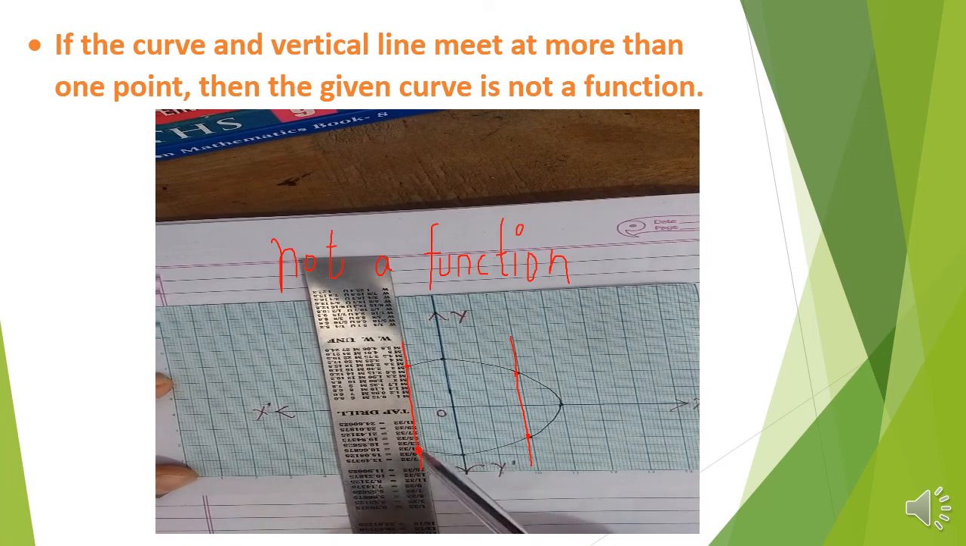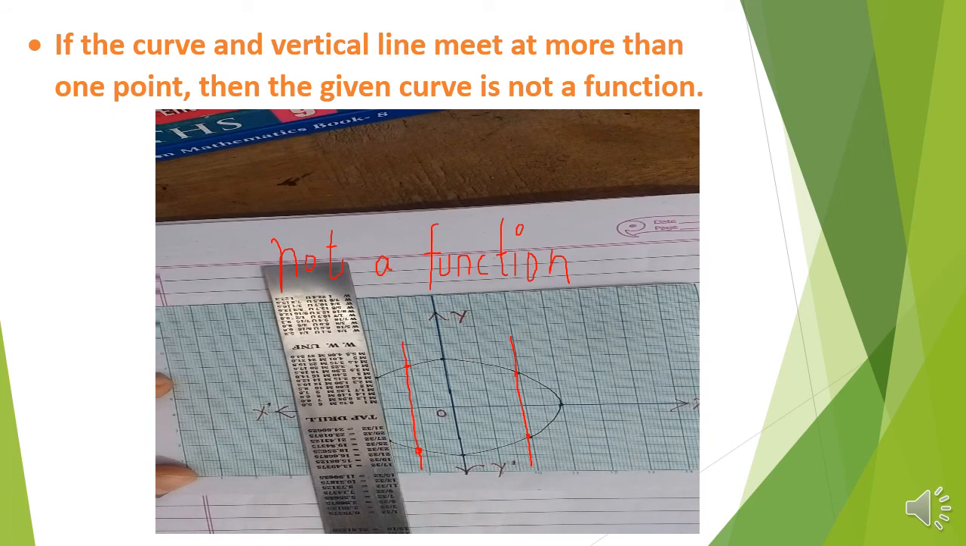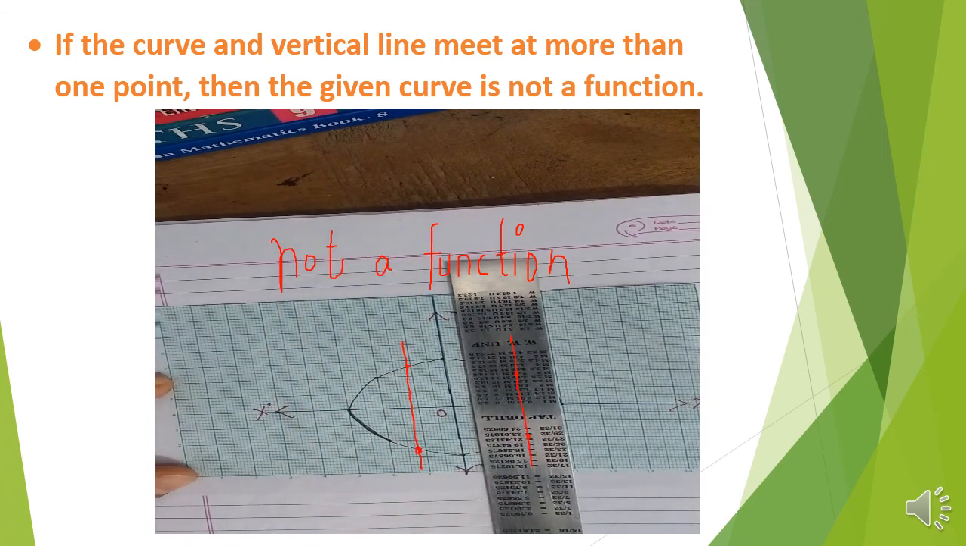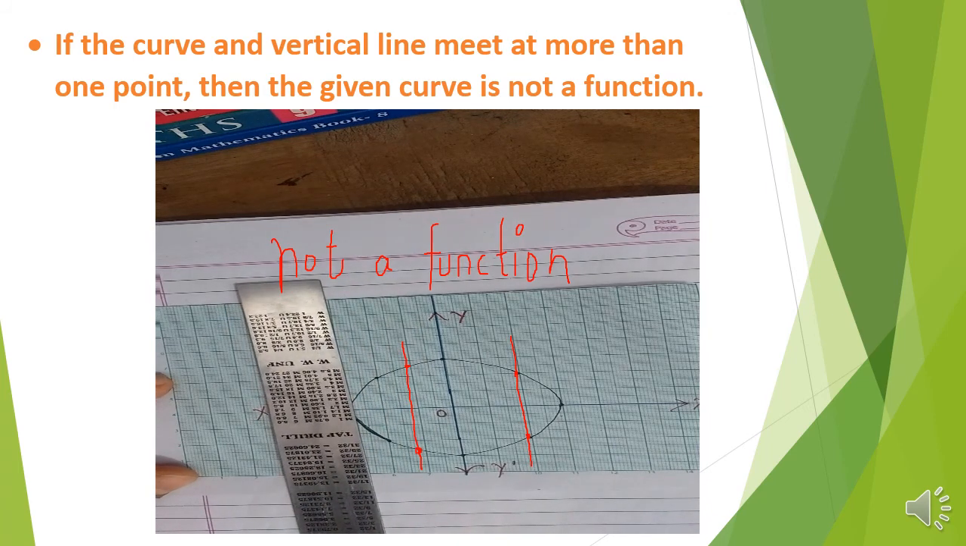We can see 2 points. If I draw from here also, it will touch at 2 points. If I draw from here also, it will touch. Only from this point and this point, the curve and the line will become tangent.